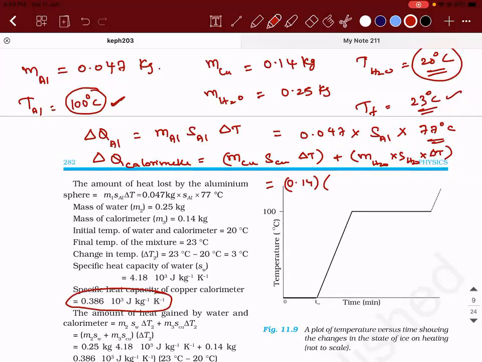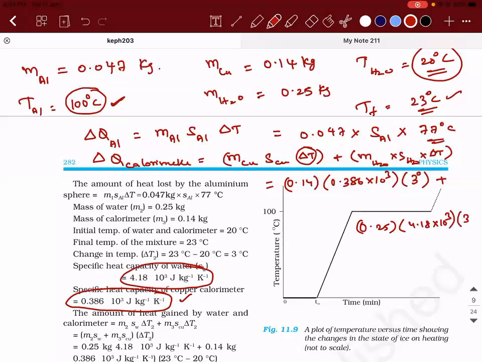Okay, in the exam, if there is one unknown asked, you ensure that these values are given to you. You can take 0.386 into 10 power 3 joule per kilogram per Kelvin into what is the rise in temperature that has taken place? Initially, the calorimeter was at 20 degrees Celsius. Now the temperature has got raised to 23. So the change in temperature is 3 degrees, plus mass of water, 0.25, into specific heat of water. This value you can remember. It is 4.18 into 10 power 3, into 3 degrees Celsius.